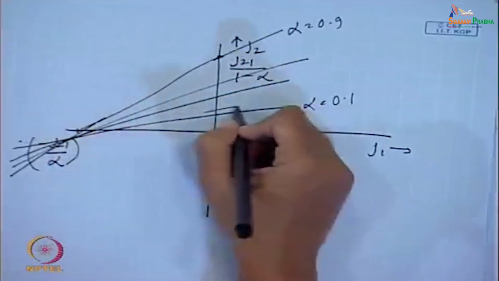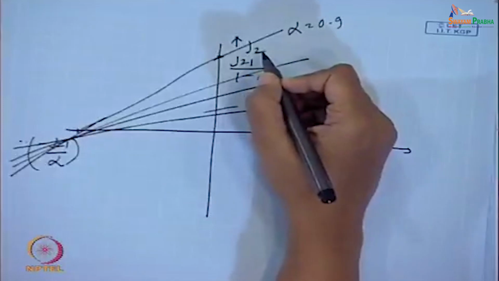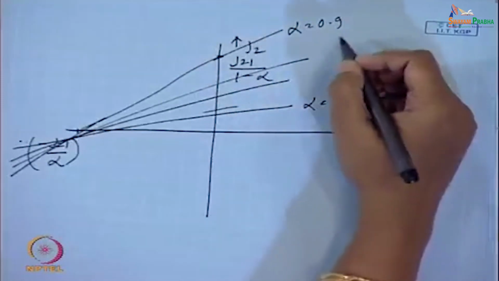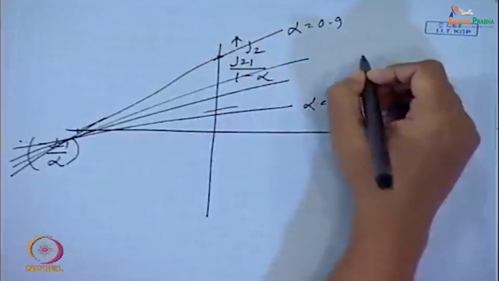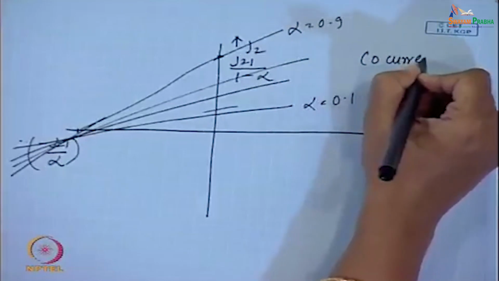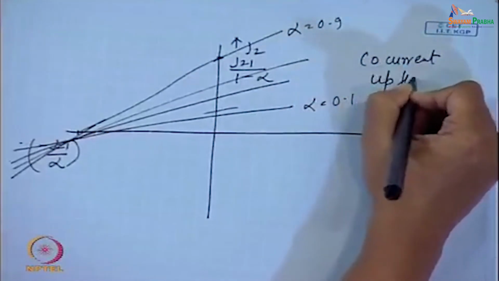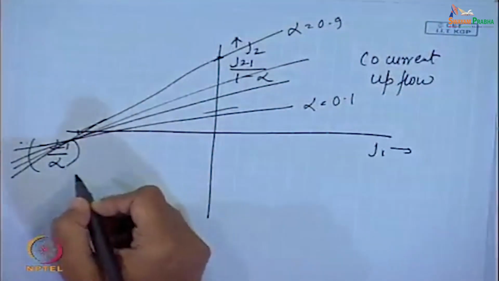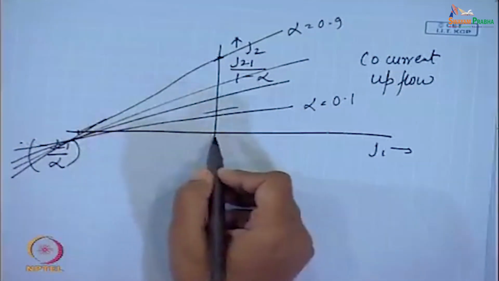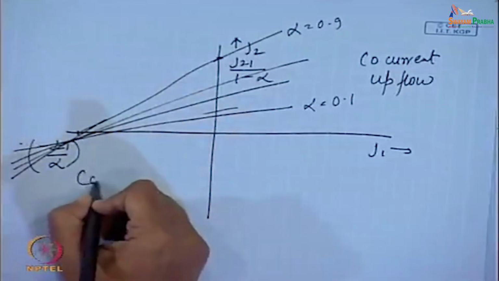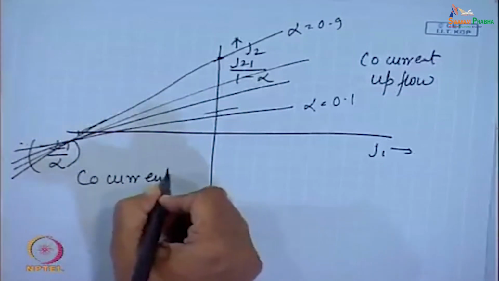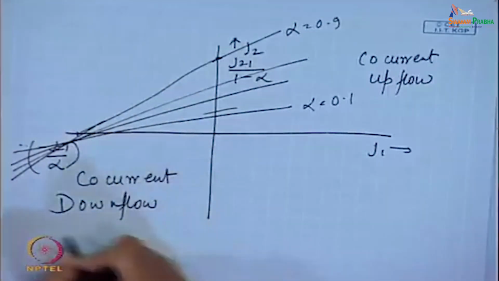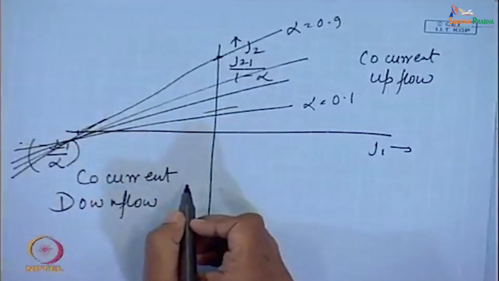The thing is, if you draw it properly, maybe I will give you a problem in which you can draw it and you can find out that in this particular region where both J2 and J1 are positive, that means this is co-current upflow. Always a solution is possible. In this particular region where both J2 and J1 are negative, that means this is co-current downflow. Here also you find that always a solution is possible.